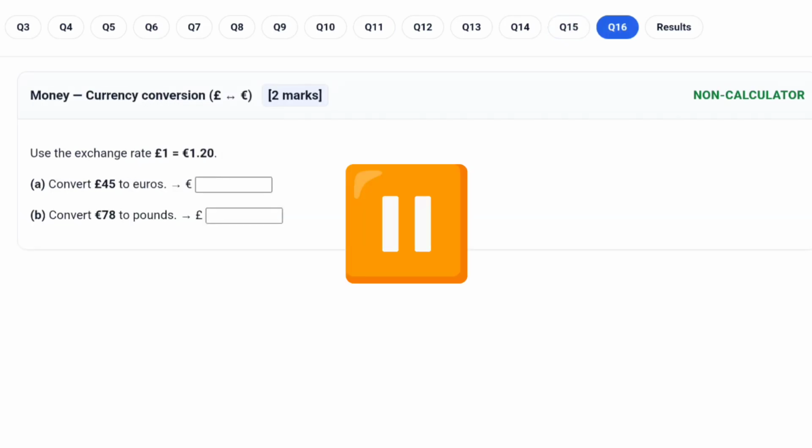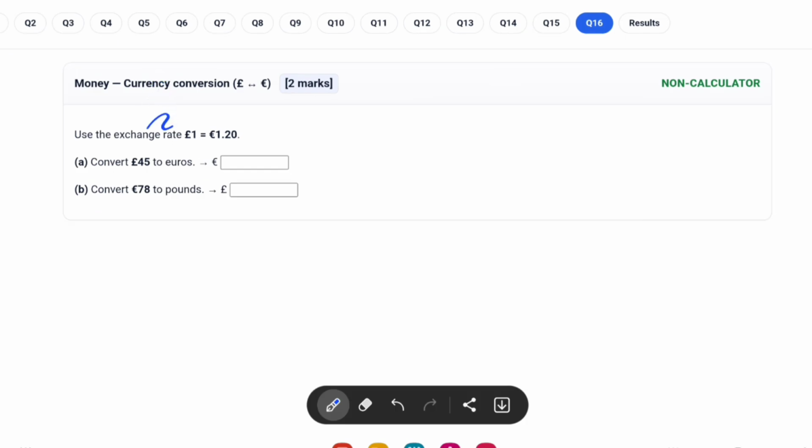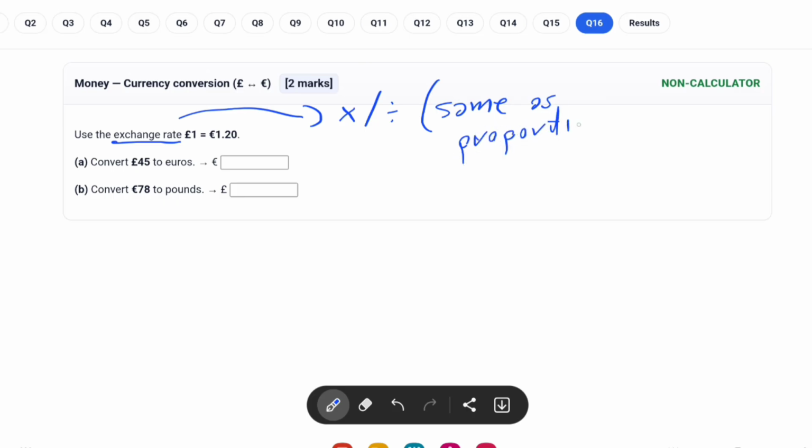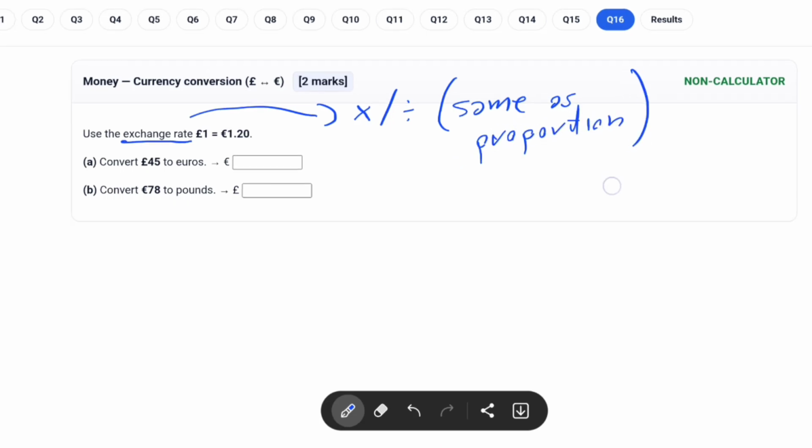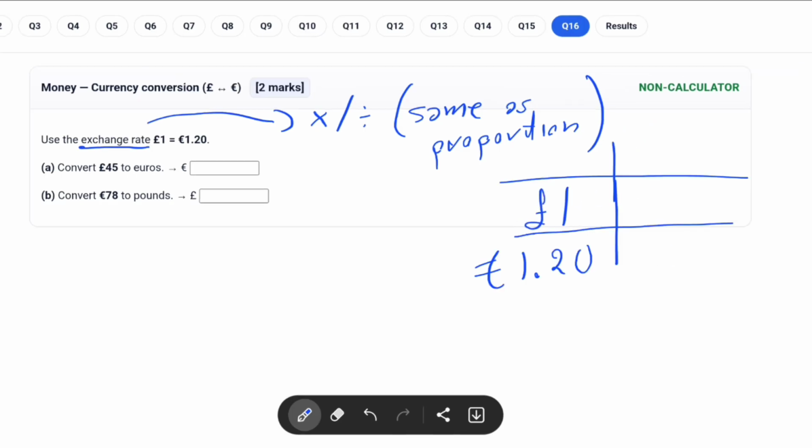Stop here for question 16. On question number 16, we are working with money or conversions, which is exactly the same as a proportion, which means that we only gonna be working with multiplication or division. Now I'm gonna make a table and I'm gonna put the pounds and the euros on the left and the answers on the right. In this case, for example, to go from 1 pound to 1.20 euros, I need to time by 1.2, because 1 times 1.2 gives me 1.2, doesn't change.